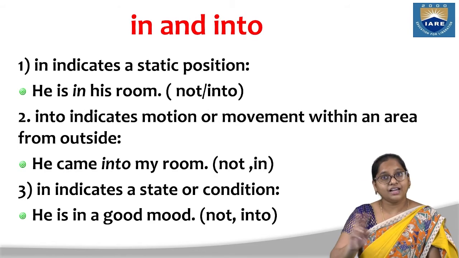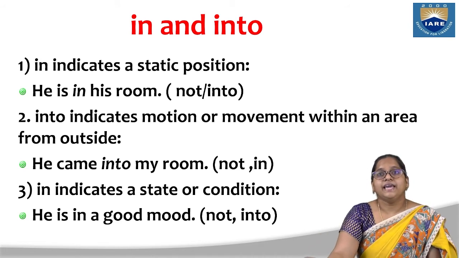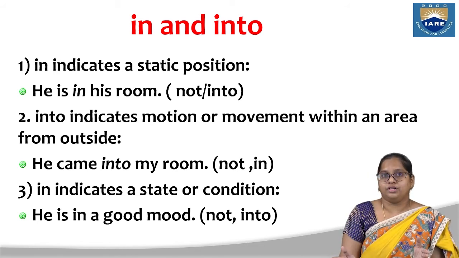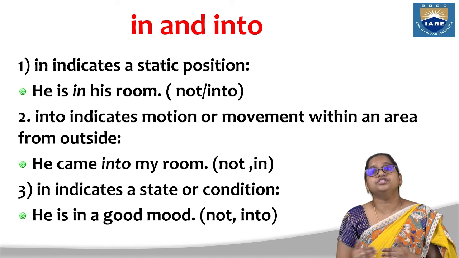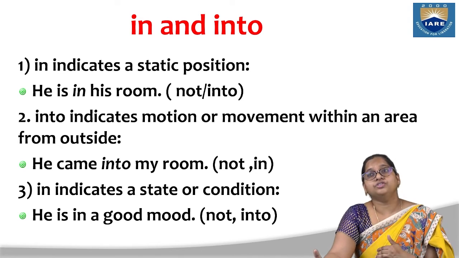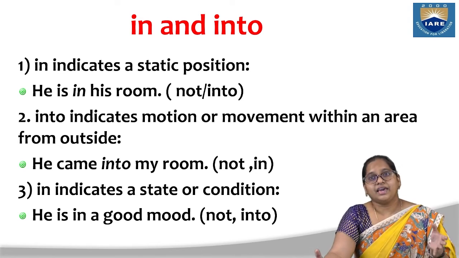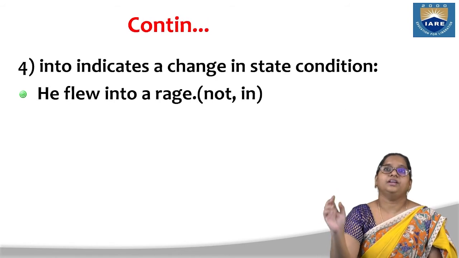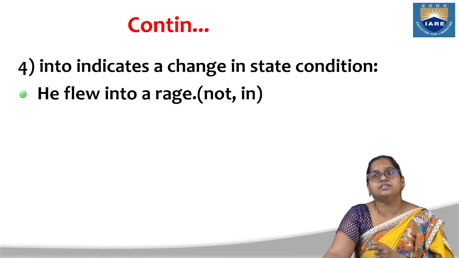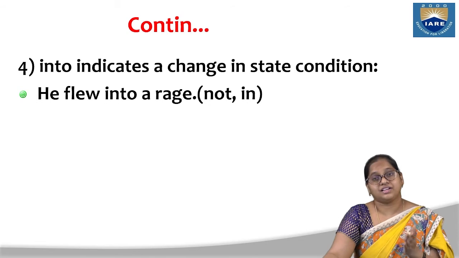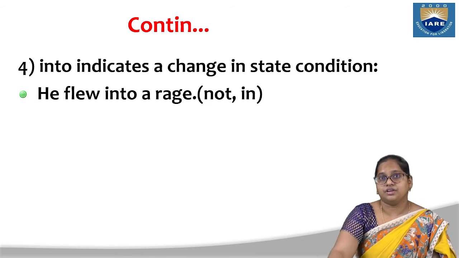Third context. In and into now. Let me bring both. In indicates a static position. He is in his room, not movable. He's in his room. You don't say he's into his room. There is nothing to do with movement. So avoid into. Next, into indicates motion or movement within the area. That's what we said. He came into my room. Next, in indicates a state or a condition. He's in a good mood. He's not into a good mood. Right. Next, fourth, into indicates a change in state or condition. Like he flew into a rage. Like that change, anything that change is possible, then you can use this into.